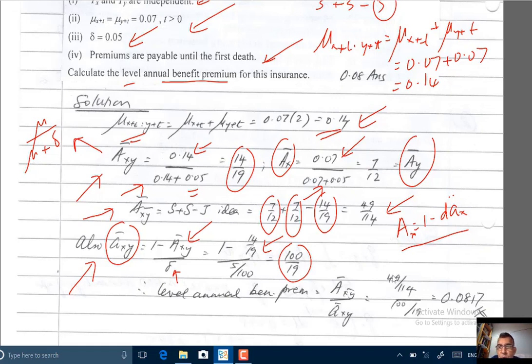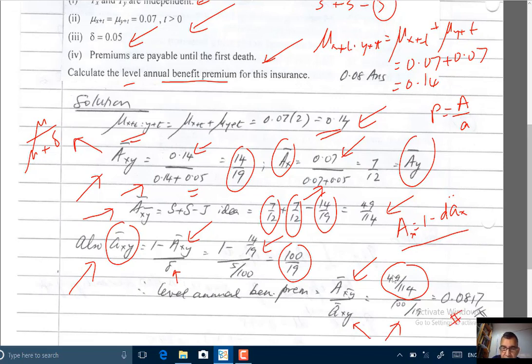annual benefit premium. So we are going to use P equals to A over small a. That's what you see here. Okay. You've got a bar xy bar over a bar xy, the life function over the annuity function. We work this out, 49 over 114, and this one here is 100 over 19. You will get 0.0817.